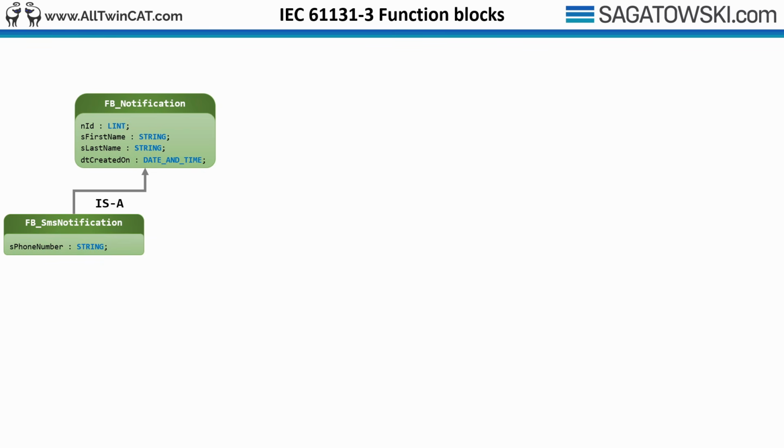Now imagine we also want to send notifications by email. For this we would need a function block fb_email notification. It still has all the properties of a normal notification with the addition of an email address. By doing this we can have code that is shared and reused between various function blocks. Note that it's possible to do multiple levels of inheritance, but a function block can only inherit from exactly one function block.